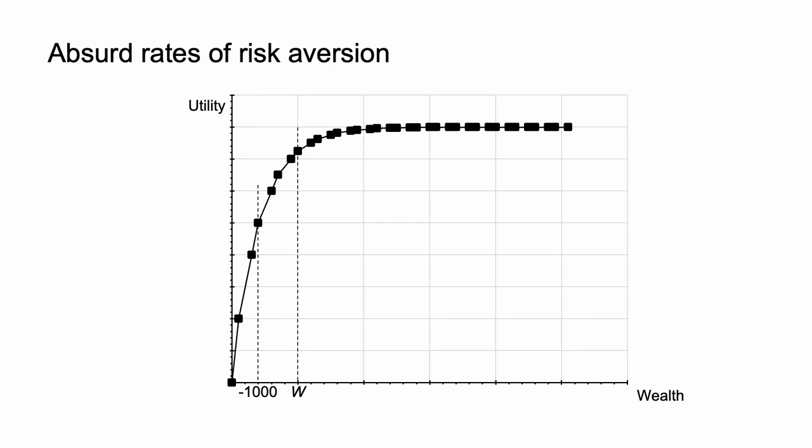Taking this iteration to the extreme, it doesn't take long for additional money to have effectively zero value. Hence the result: reject the 50-50, win $110, lose $100 bet, and you'll reject the win any amount, lose $1,000 bet.